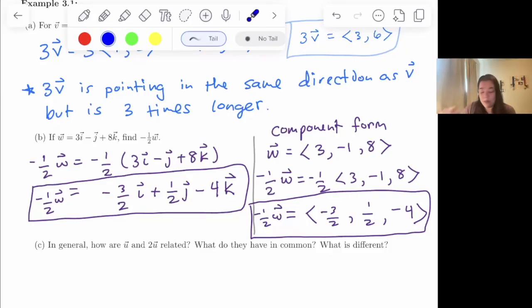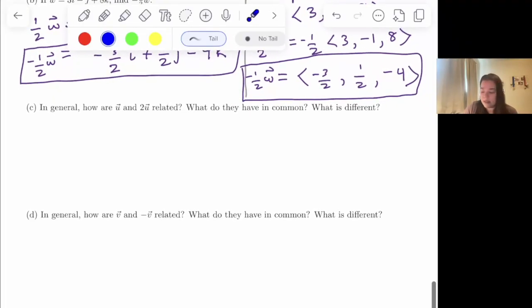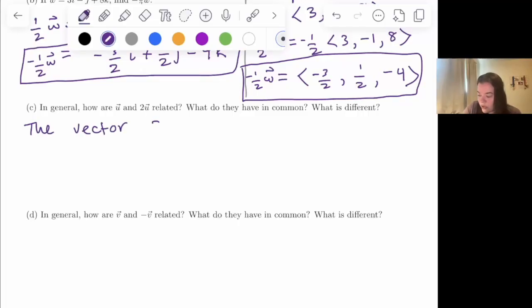We've done a few scaling examples. Let's just look at a couple of conceptual questions about scaling just so we understand it. So this question C is not referring to any specific vectors. It's just talking about in general. In general, how are vector u and 2u related to each other? What do they have in common? And what is different? So let's just create a little sentence here. The vector 2u points in the same direction as vector u.